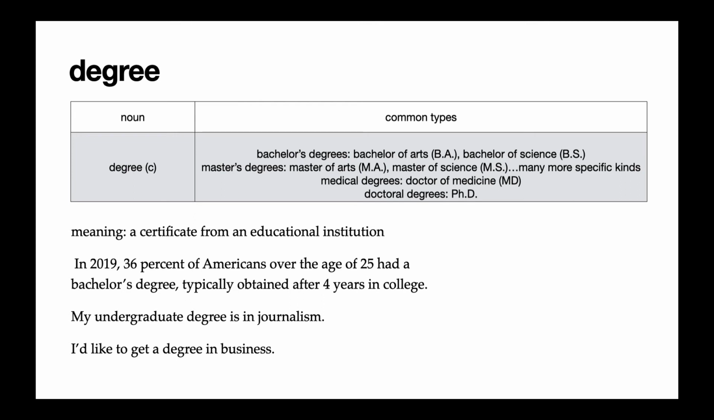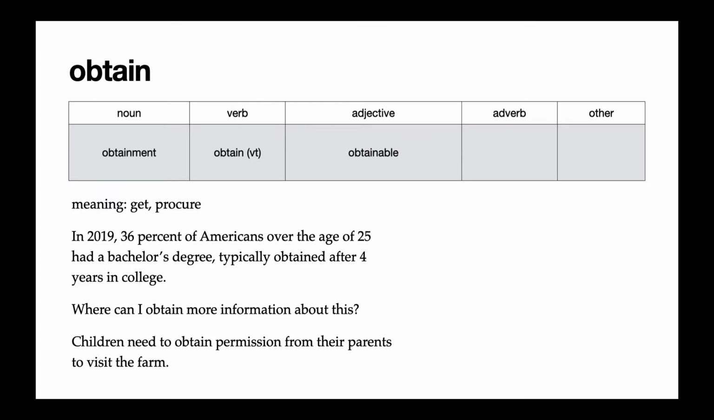So in the second example, I wrote another use of the word degree. My undergraduate degree is in journalism. So undergraduate degree, that means my college degree. And then the next example says, I'd like to get a degree in business. Our next word is obtain. Obtain is a verb that means to get something.